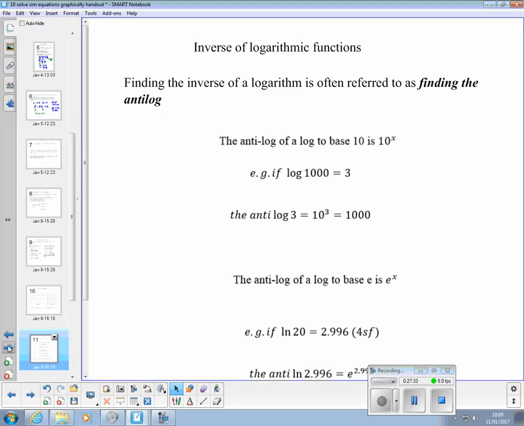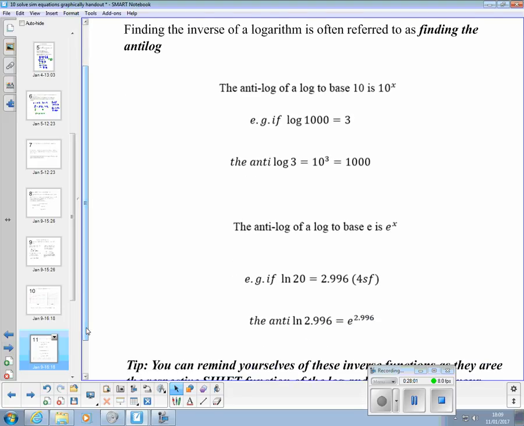That's often called finding the anti-log of that number. The anti-log of a log to the base 10 is 10 to the x. So the anti-log of 3 is 10 to the 3, which is equal to 1,000. We know the log of 1,000 is 3, so the anti-log of 3 must be 1,000. Just a matter of being able to go backwards and forwards. And the anti-log of a log to the base e is e to the x.